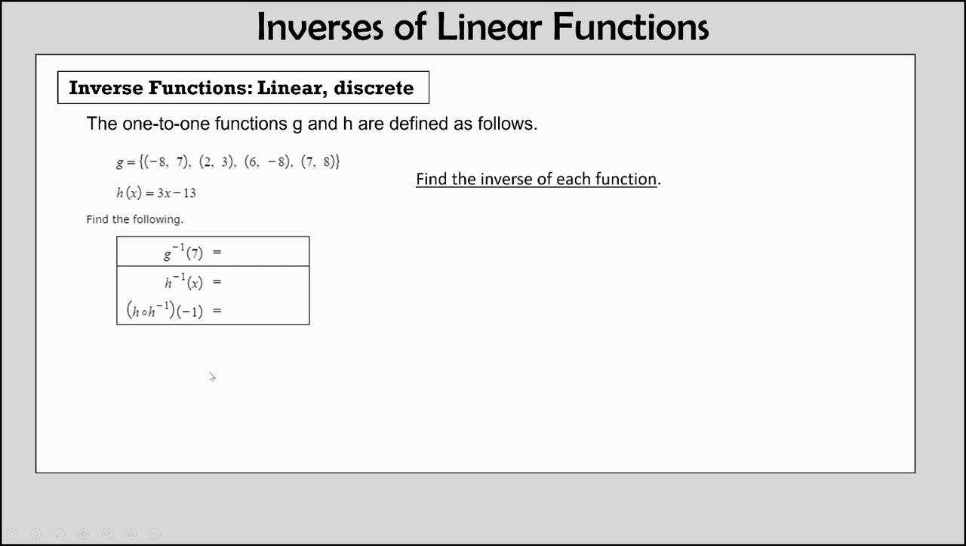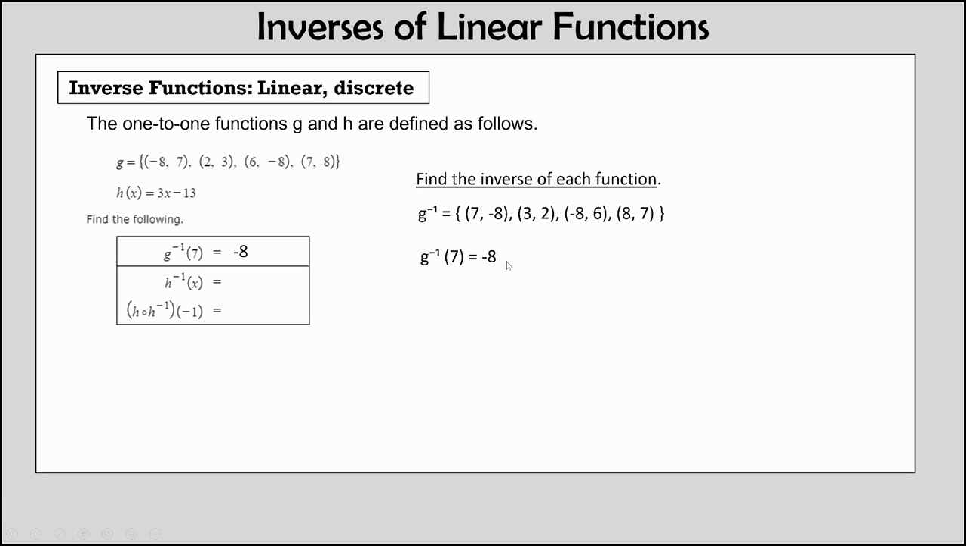All right. So the first thing I want to do is find the inverse of each function. So how do we find the inverse of the g function? Well, we just relist it, g inverse of, and we switch the x and y in the ordered pairs. Switch all the ordered pairs. All right. Now I might as well answer this. What's g inverse of 7? So go to the g function. An input of 7 gave us an output of -8. So the g inverse of 7 is -8.